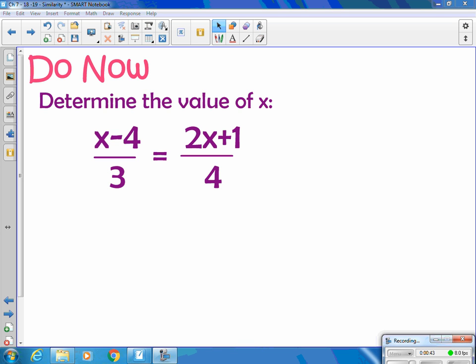Do now, real quick: determine the value of x. Pause the video for a second and see if you can determine the value of x. Once you're finished, come back.